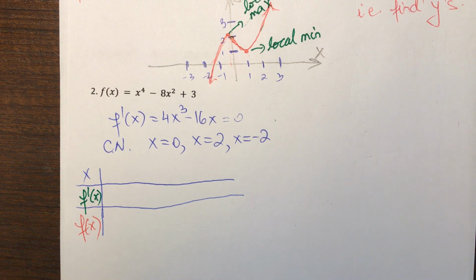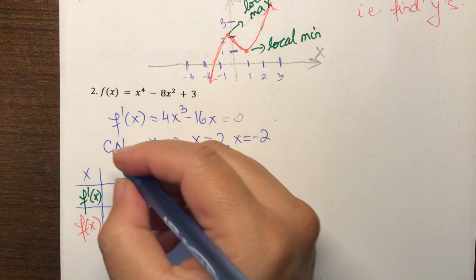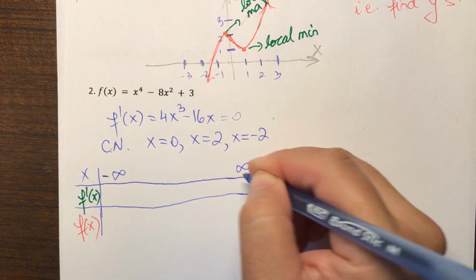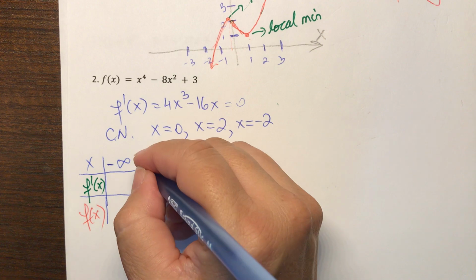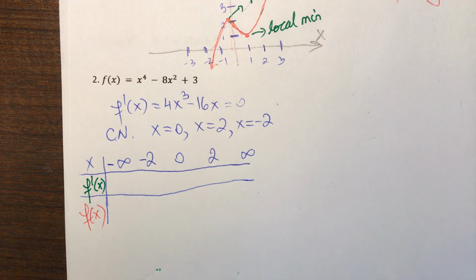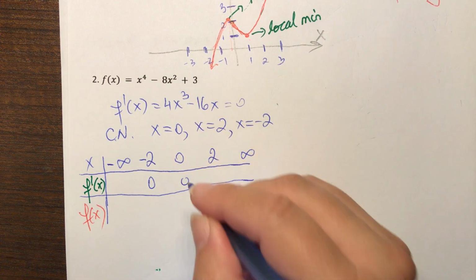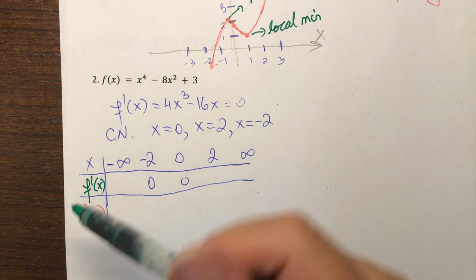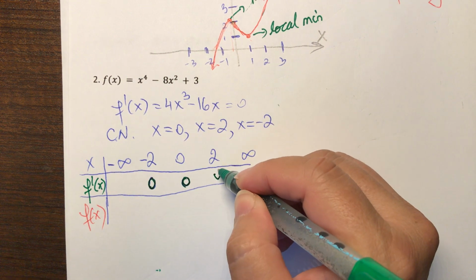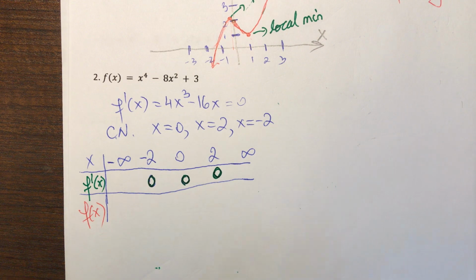So, which points am I going to put up here? I'm going to put anywhere from negative infinity to positive infinity, and they come in this order. Negative 2, 0, and then positive 2. Yes? Great. So we know at these points, whoops, let me do green. At these points, the derivative is equal to 0. I need to find the signs in between.